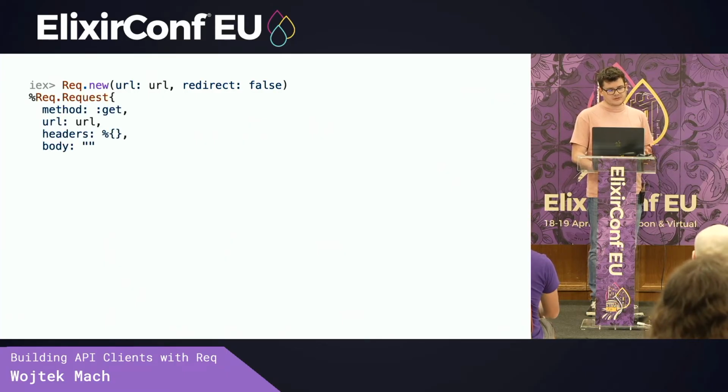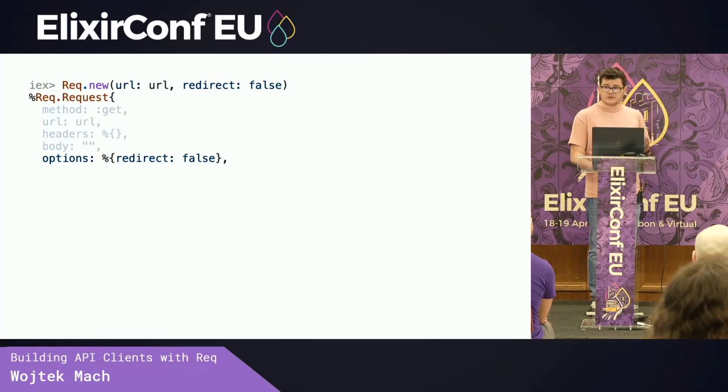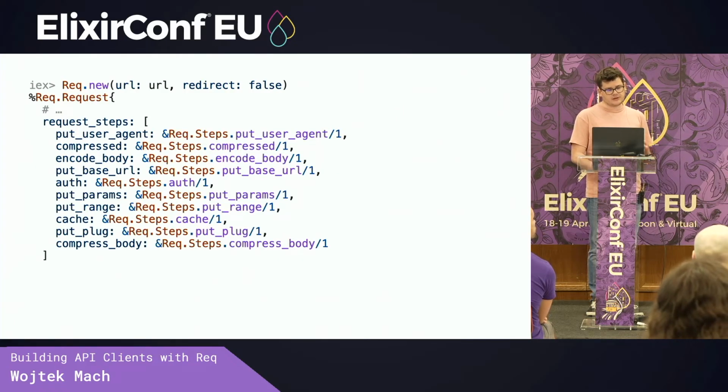So we get the request struct with the method get, with the URL which we have given. Let's say the headers are for now empty, the body is empty, and then we store the options. So redirect is a custom option, and we store it. We keep it for later. It's going to be obvious later why we do that, but we keep options around. And then inside the struct we have steps. So steps are the basic building blocks: it is how Rec is implemented, all of the features are steps, and this is how we can also extend Rec, which we're going to see.